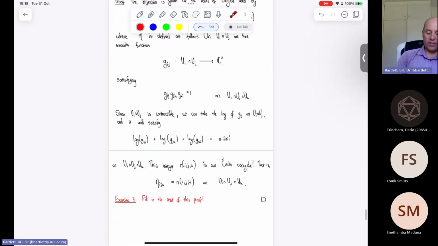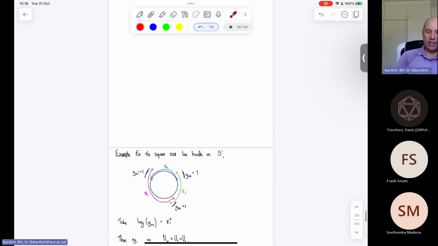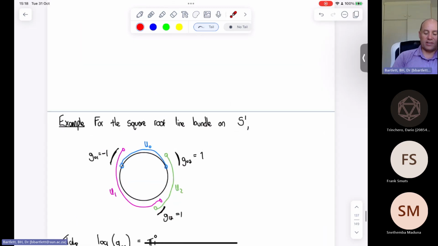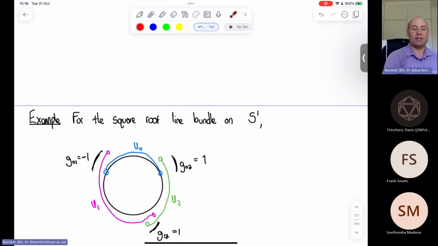I'm sure that's a bit confusing when you first see it. I think I've got an example here, so let's have a look at this example. It's not a very nice example, I'm afraid, but it at least does something. So let's go back to the square root line bundle that we were working with.